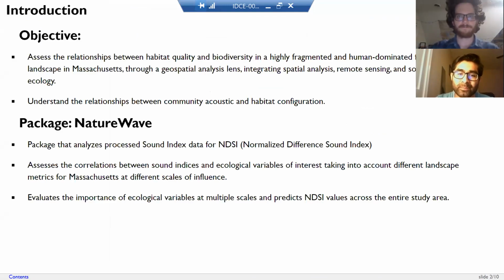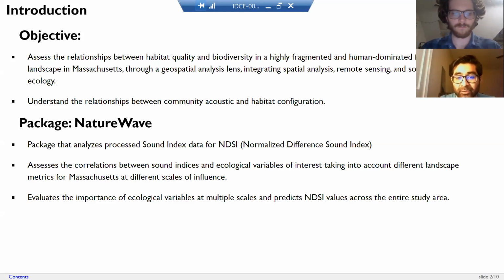The objectives of our project are to assess the relationships between habitat quality and biodiversity in a highly fragmented and human-dominated landscape in Massachusetts. We're integrating spatial analysis, remote sensing, and soundscape ecology. Our study is part of a larger project conducted by Dr. Florencia Sangermano to advance the conceptual understanding of how landscape pattern and landscape pattern changes relate to biodiversity within a highly anthropogenically modified ecosystem. We hope to inform on the relationships and spatial metrics more useful to monitor biodiversity changes.